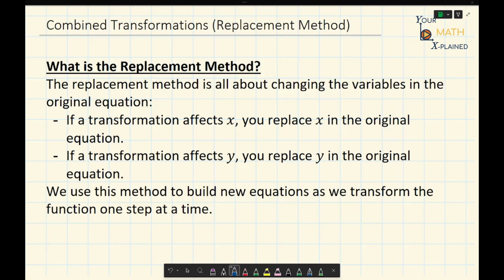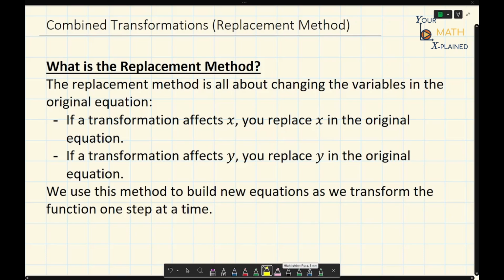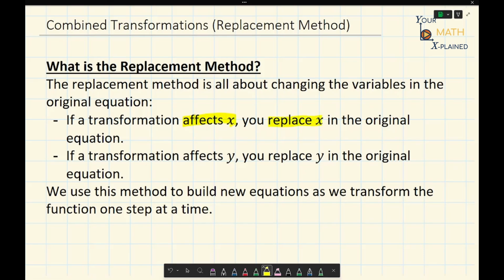Now, what is the replacement method? The replacement method is all about changing the variable in the original equation. So if we have a transformation that affects x, you're going to replace x in the original equation. And if there's a transformation that affects y, you're going to replace the y in the original equation. So we use this method to build new equations as we transform the function one step at a time. So what exactly does that mean? Let's take a look at this in practice using an example.